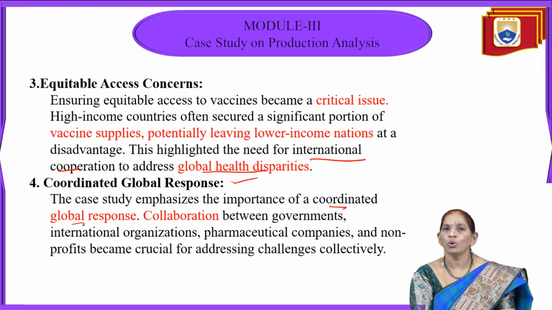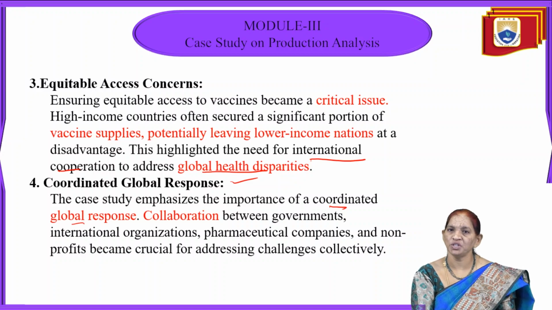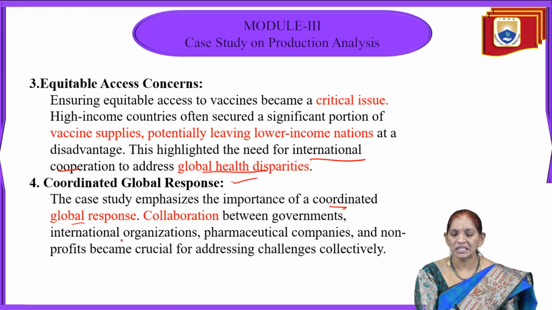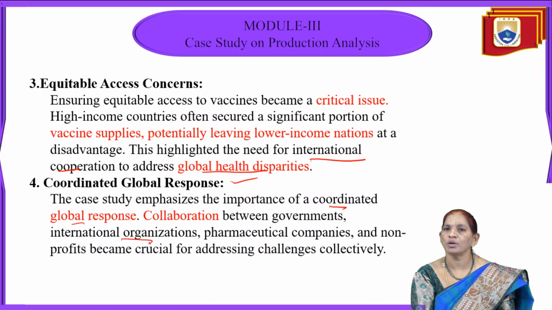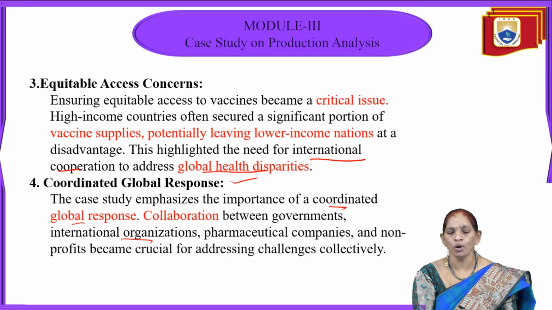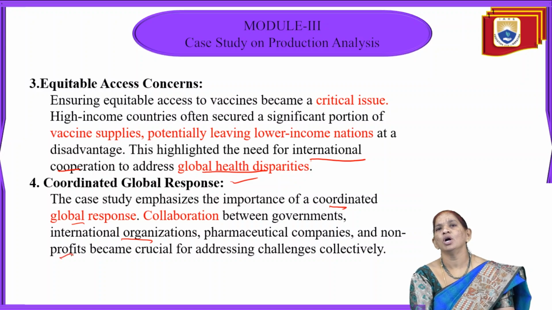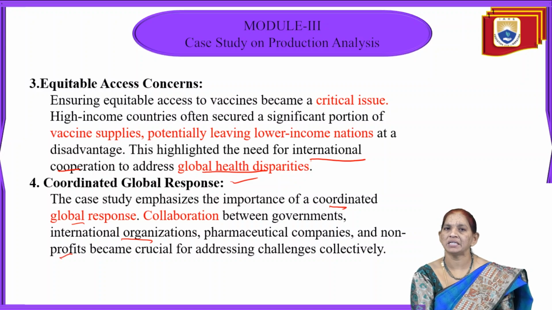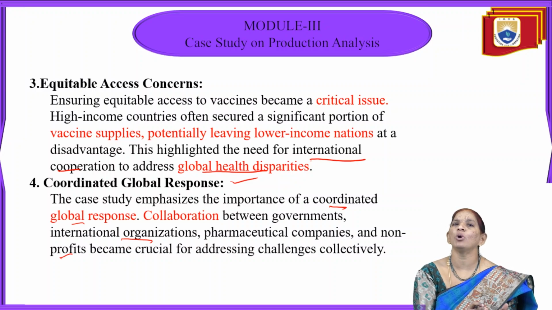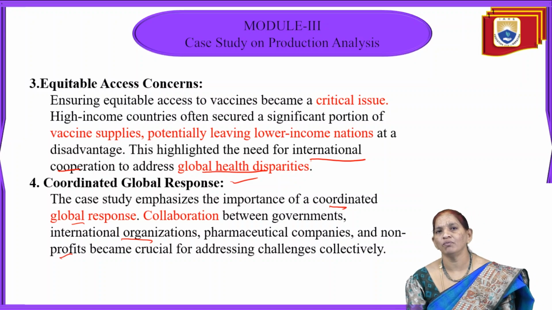So collaboration should be done between the governments, international organizations, pharmaceutical companies and non-profit organizations, which is very crucial for addressing the challenges in a collective manner. Here we can identify the need for coordination and cooperation, as it is not a pandemic of one area or one country. It is spread throughout the world. So every country is a necessity.